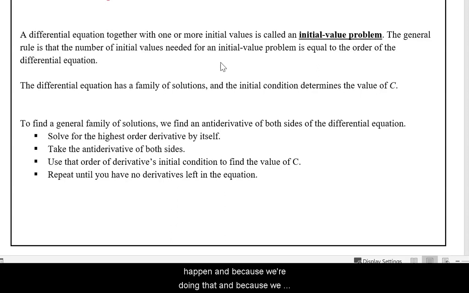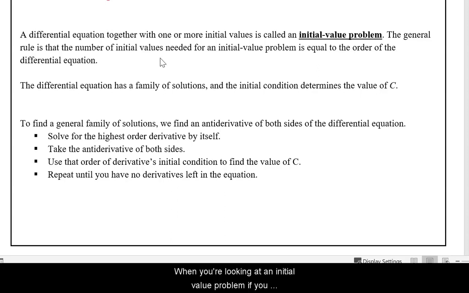And because we're doing that, and because we do know something about the situation, as in how many people were sick at a particular time, those are called initial values. And when we take the differential equation together with one or more of its initial values, we can call that an initial value problem. In general, you'll need the same number of initial values as you have the order of the differential equation in order to come up with a particular solution. Remember, the difference between the general solution and the particular solution is the general solution gives you a family of solutions up to the constant plus c.